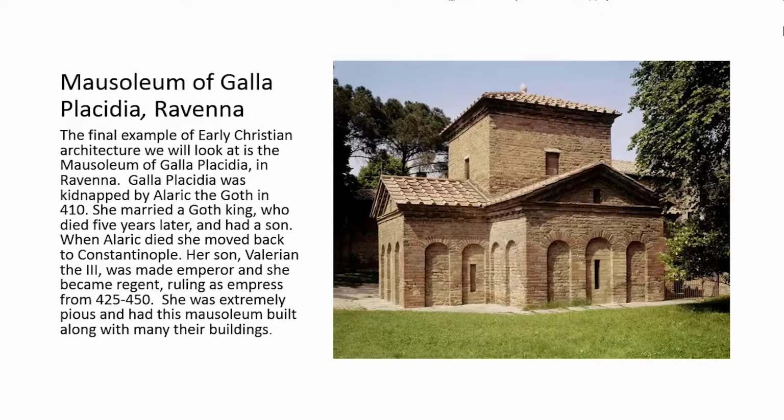And a mausoleum, of course, is where the dead are kept. And she was, as I've said, pretty interesting. She was kidnapped by Alaric the Goth in 410, and I gave you that brief history of the sacking of Rome. She married a Goth king. He died 5 years later, but she had a son, and her son was named Valerian III. So when Alaric the Goth died, her son was made the emperor, and she became a regent, and she ruled as an empress from 425 to 450.